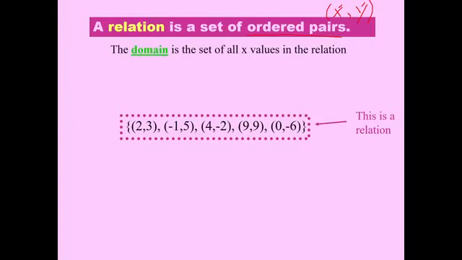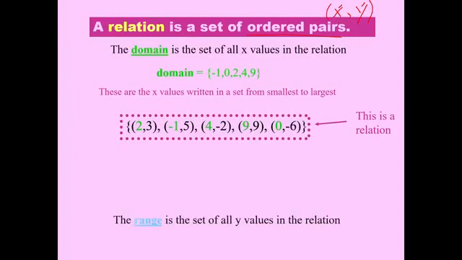So what is our domain? The domain is simply 2, -1, 4, 9, and 0. So we can arrange that from smallest to largest, by the way. What is the range? The range is a set of y values, the second numbers. So you have there 3, 5, -2, 9, and negative 6. And you can arrange that from smallest to largest as well.